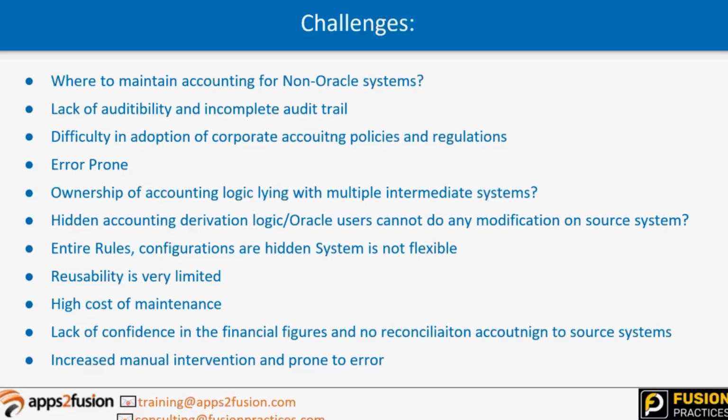Ownership of accounting logic lying in multiple intermediate systems. We already discussed this. Hidden accounting derivation logic. You might need your IT guys to go and check what accounting derivation logics have been written, or it may be written in code or something. So here you don't need to write any code. No logic needs to be written. It is all via UI. So you can write all your accounting rules, everything via UI.